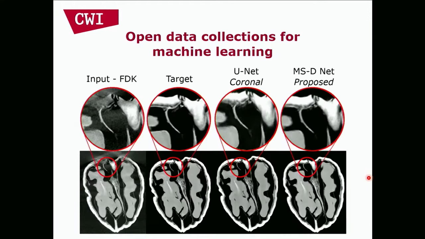So this is like the input image where you see that on the top part of the head you have very big artifacts. This is what the network is supposed to train. And after some training, this is sort of the solution we came up with, where you can see it can really do a good job taking this input and getting very close to the target.